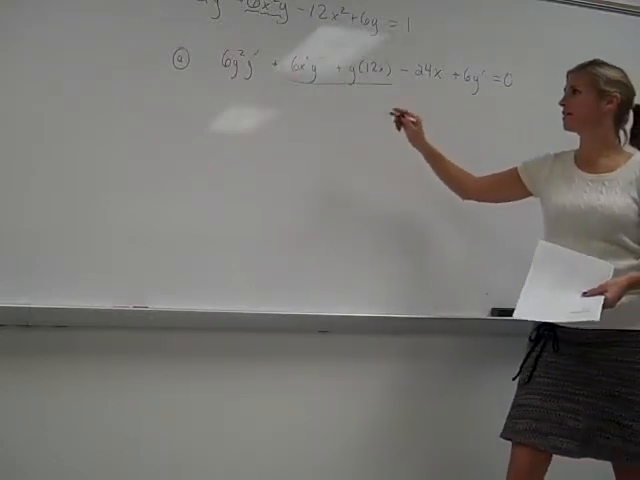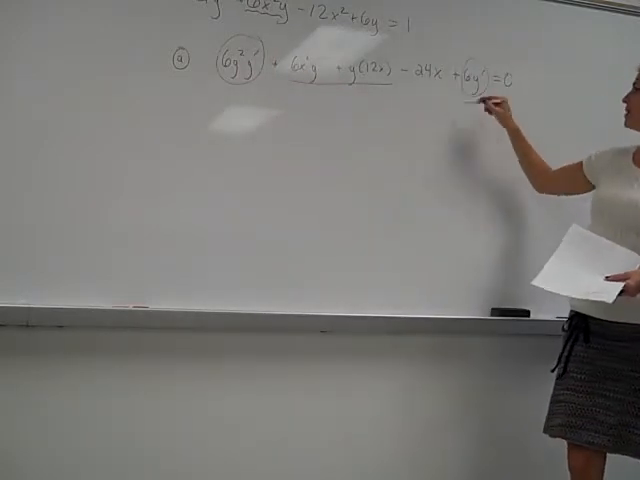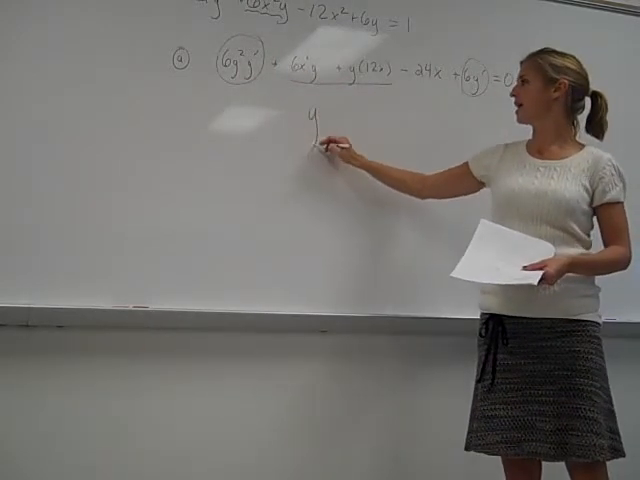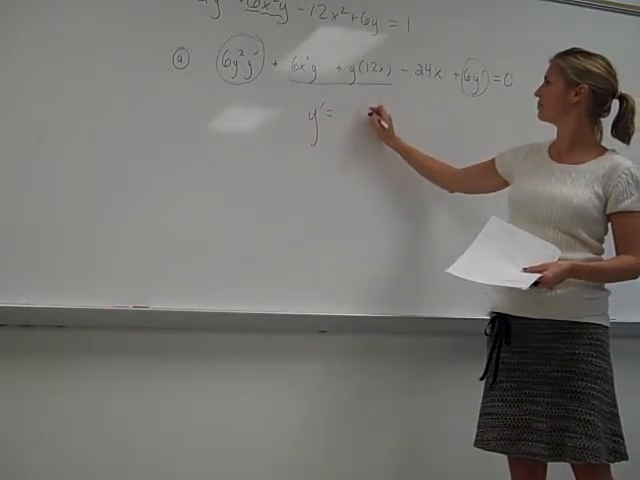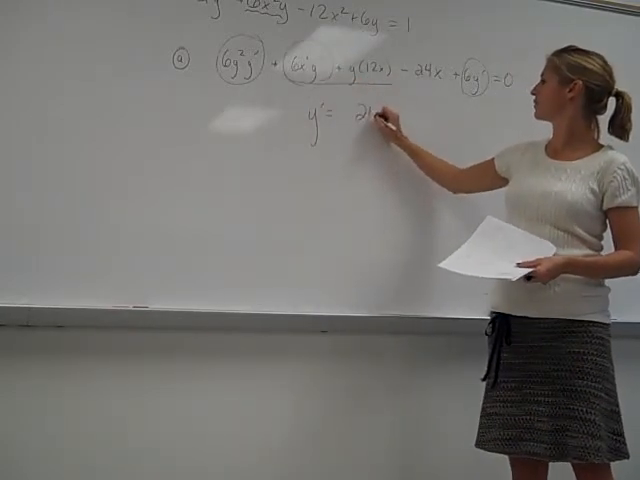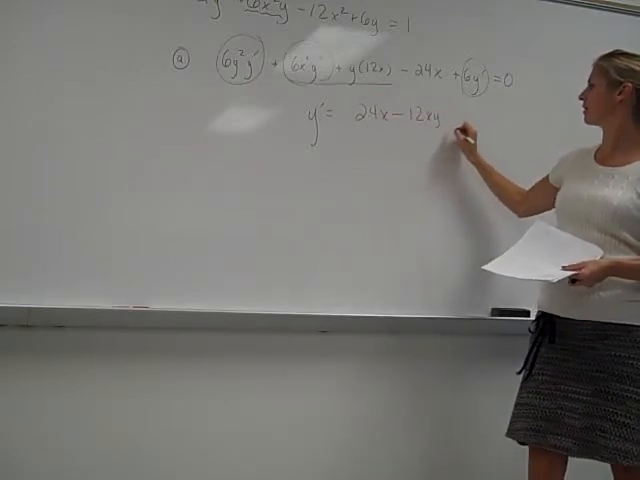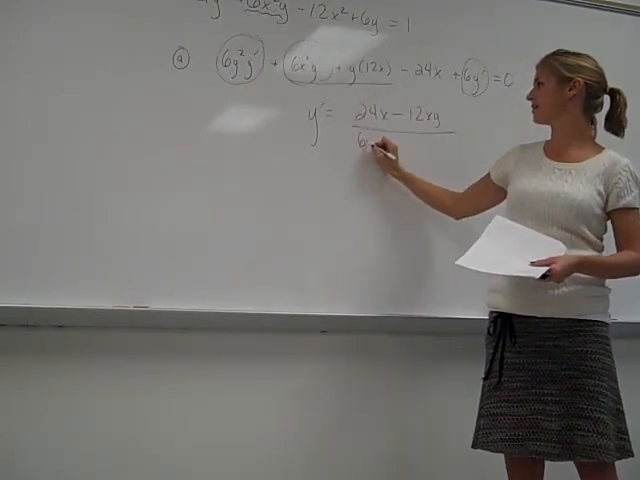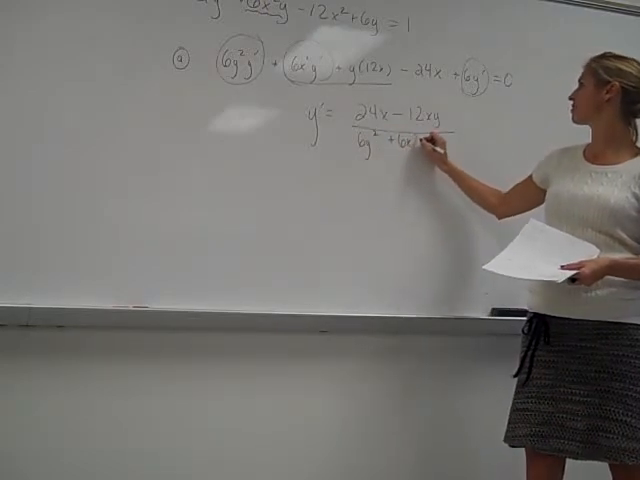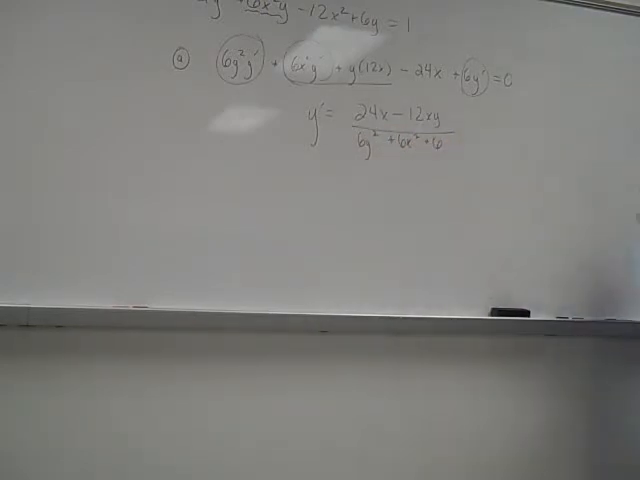I'm going to take everything that does not have a y prime in it to the other side, and I end up with a 24x minus a 12xy over, when I factor that out, a 6y squared and a 6x squared and a 6. That would have been fine as an answer. You also could reduce out the 6's, and that would have been fine as an answer too. So if you got that wrong and you don't understand why, let me look at your work, because it's something algebraic that you're screwing up, and it could probably be easily fixed.